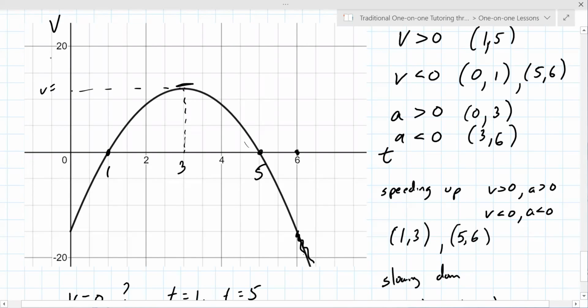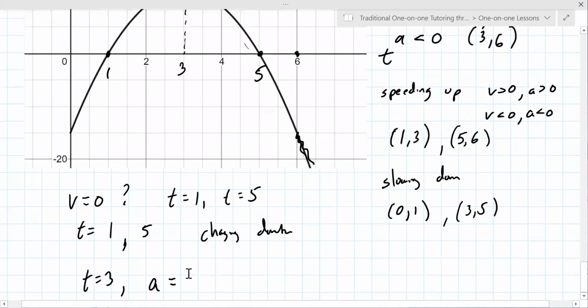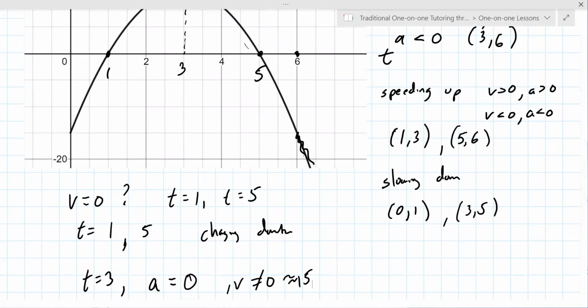Okay. Really close. You got 95% of that down, which is really good. So the acceleration is equal to 0. Velocity is not 0. It's whatever. It's 15-ish. Okay, so now we can look at your PowerPoints if you would like.